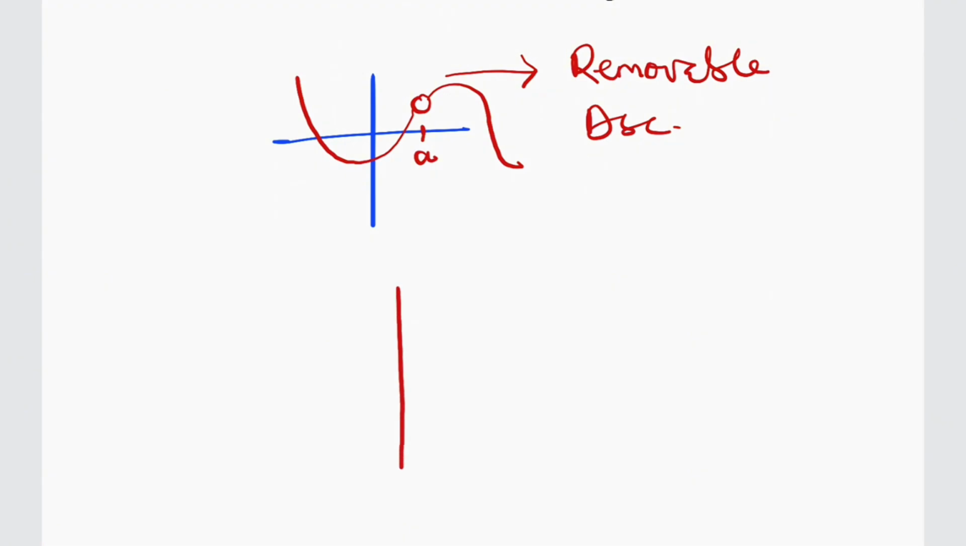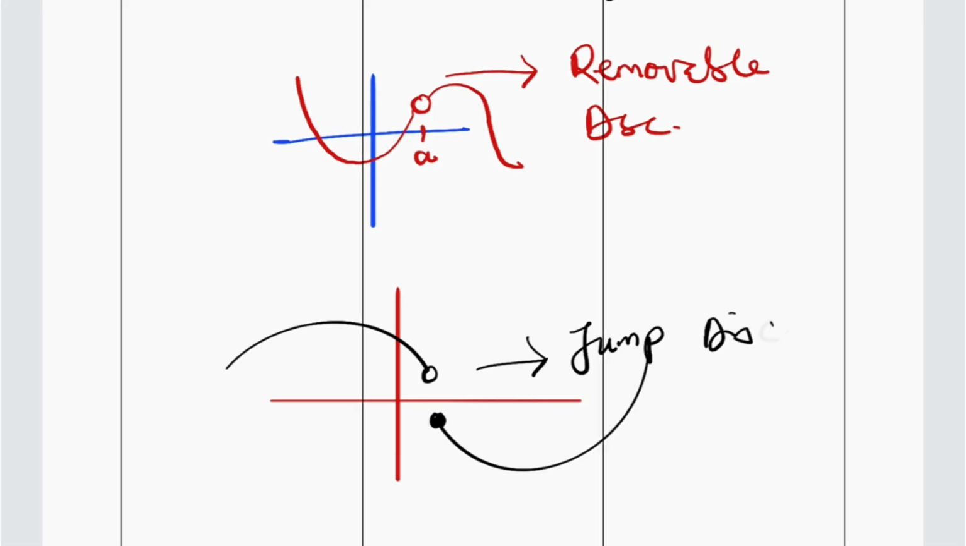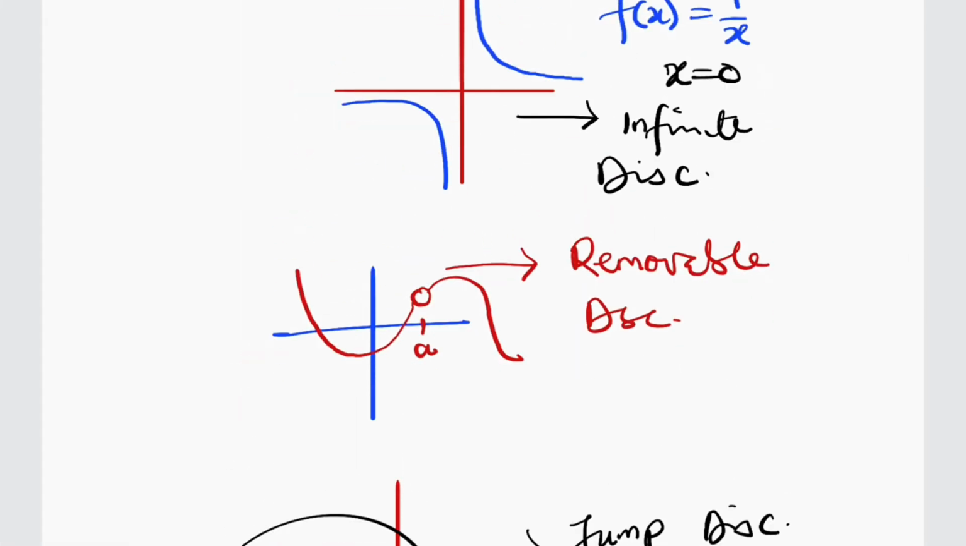And we may have another discontinuity like this, which we call the jump discontinuity. For instance, you have a graph like this. You have a hole here and a closed ball here. So this type of discontinuity is called what? Jump discontinuity. These are the three discontinuities you should know.